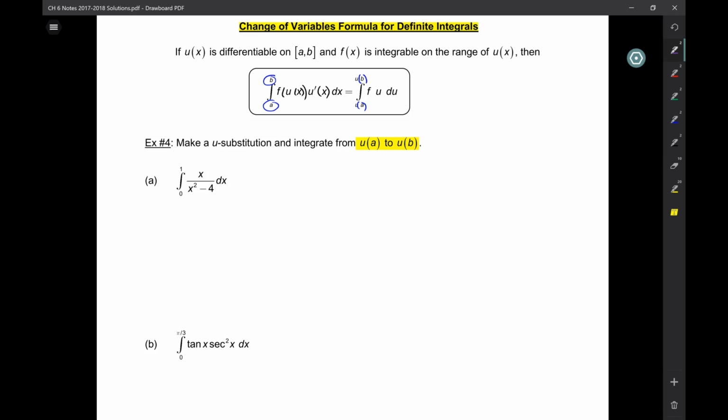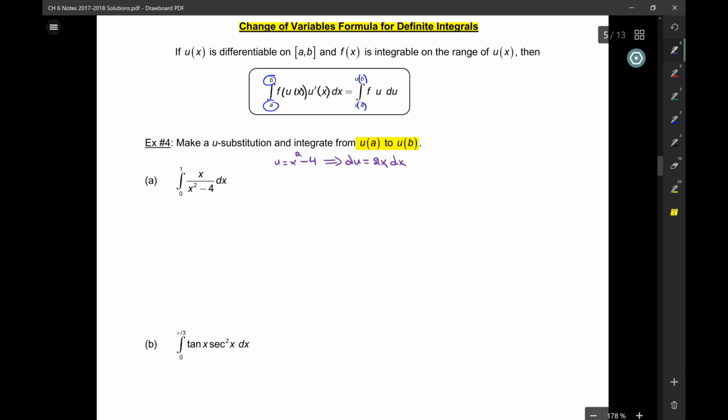So let me show you what I mean. Okay, this one, let's just see. What are we going to pick as our u? x squared minus 4. Why isn't it just x? If you do just x, then du would be 1, right? And then you would still have u over u squared minus 4. Nothing will have changed. So now du is going to be 2x dx.